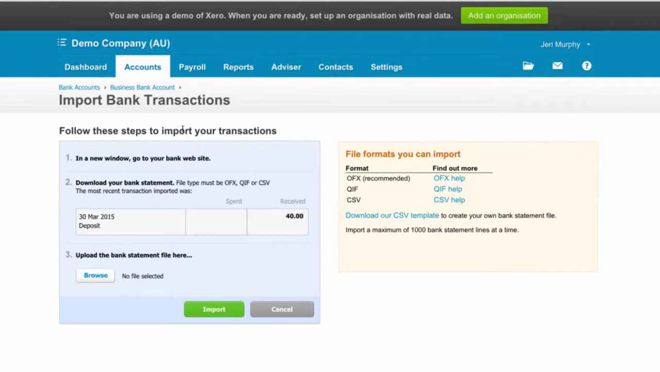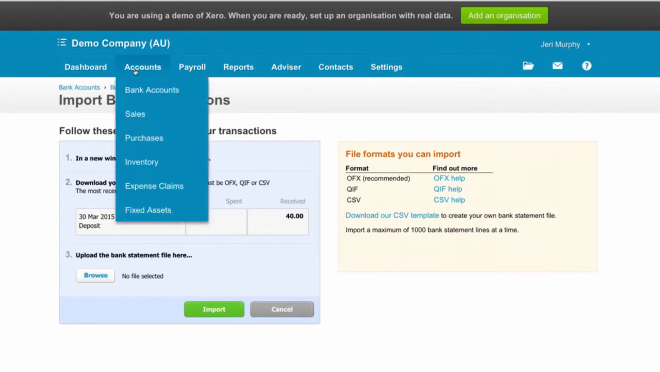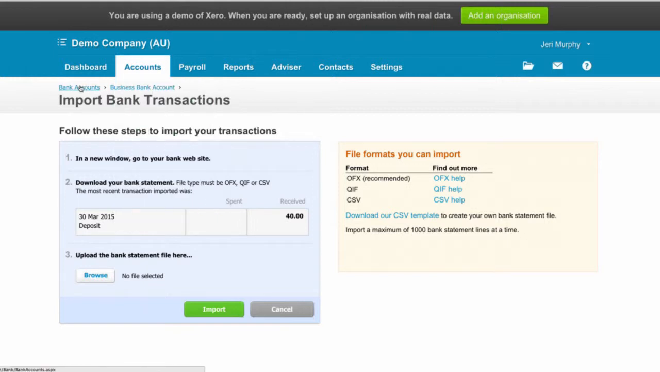Now, one other tip I have to show you in terms of finding duplicate transactions, and it can sometimes be for other reasons as to why you would do this, but let's go back to the bank statement screen.